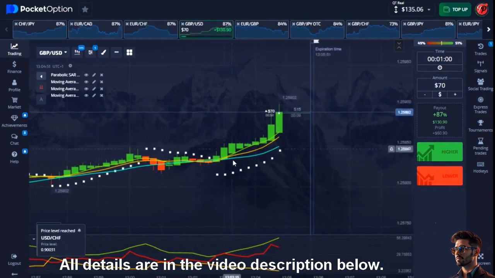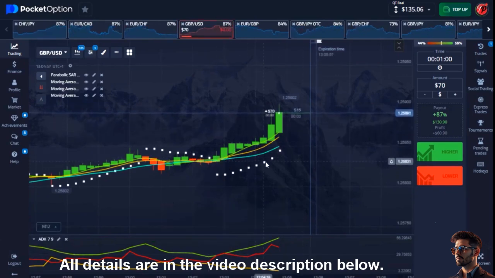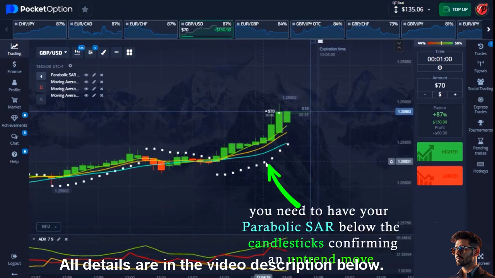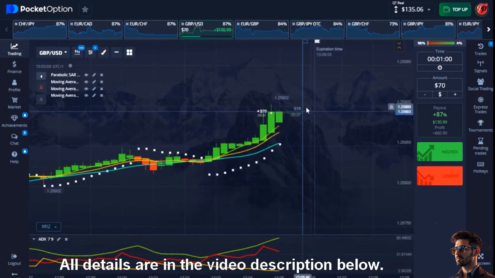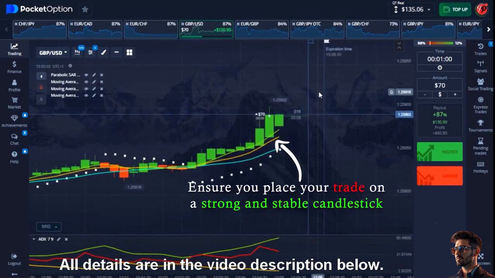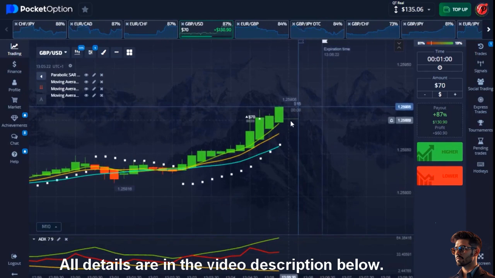Our three moving averages intersect on this position, and the trend line is actually giving us a very strong uptrend confirmation. The same thing applies with our parabolic SAR. When you check our ADX, you can see right there that we are having a very strong uptrend with the green line of the ADX, which is very powerful. Another thing, guys, always make sure that you're placing your trade on a very strong candlestick. It's very important. And make sure that the trend that you are watching to place your trade on is very stable. I hope you understand. It's very important that you put this in mind.